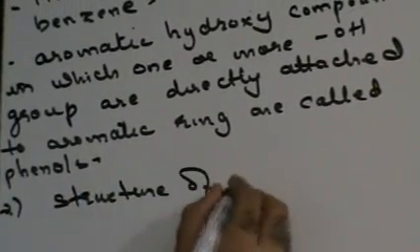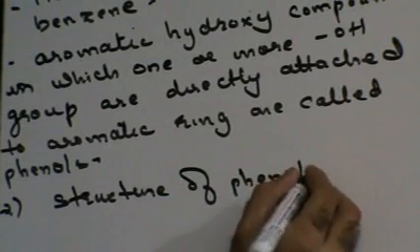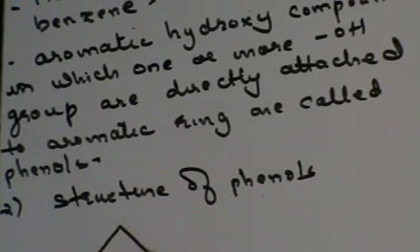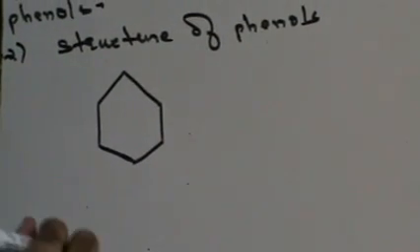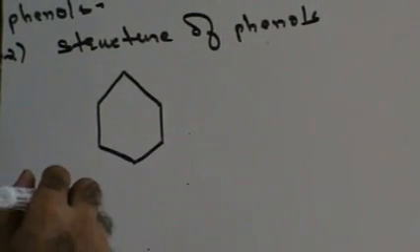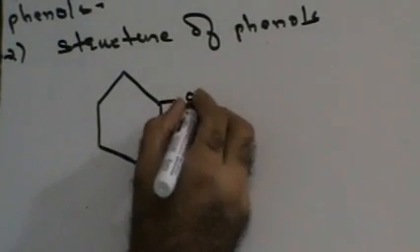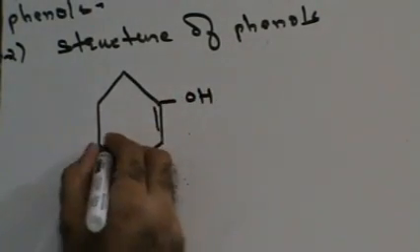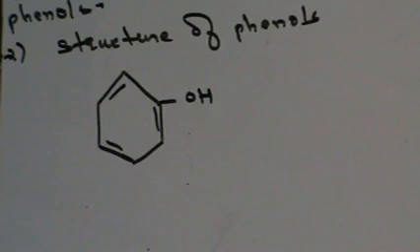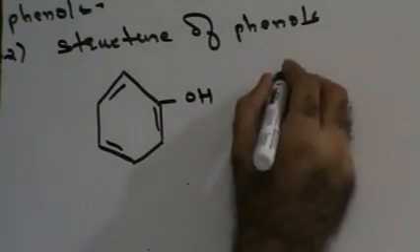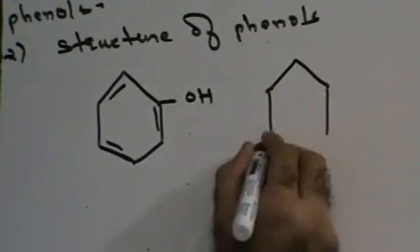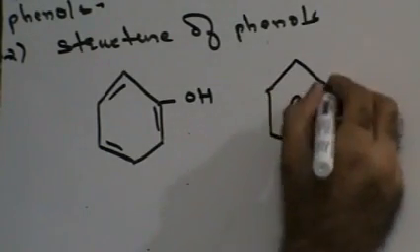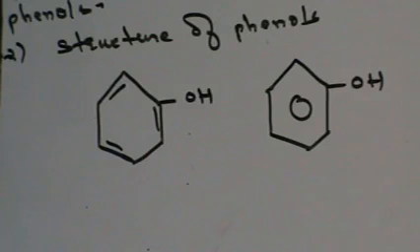Structure of phenols. Benzene ring with a hydroxy group attached to it. Right? You can have a structure like this, with alternate single and double bonds, or I could draw the structure of phenol like this. Benzene ring with OH. Right?